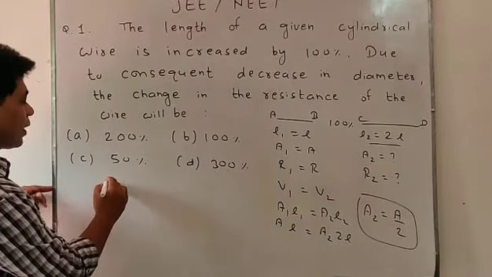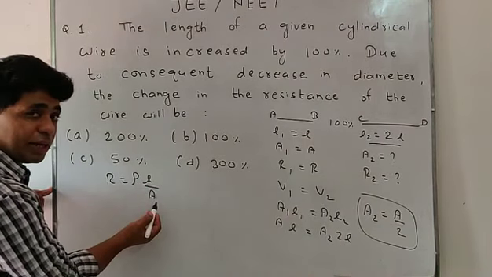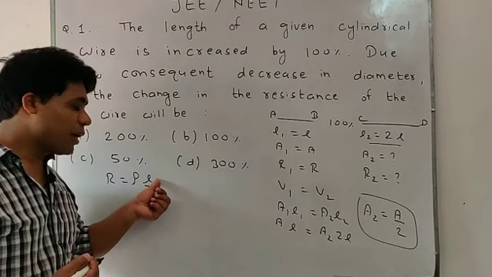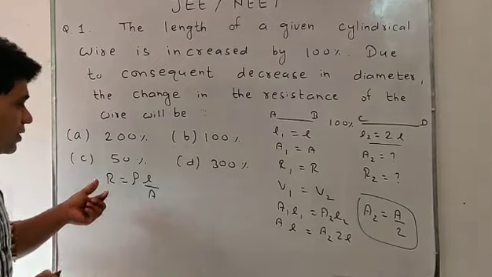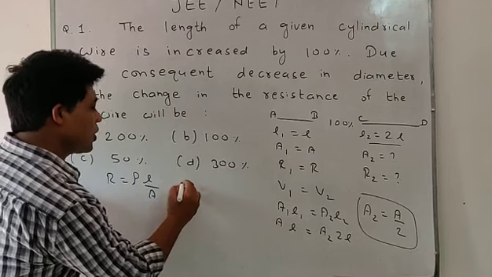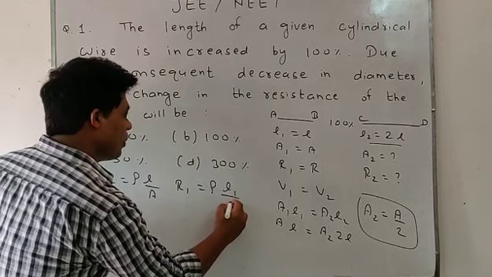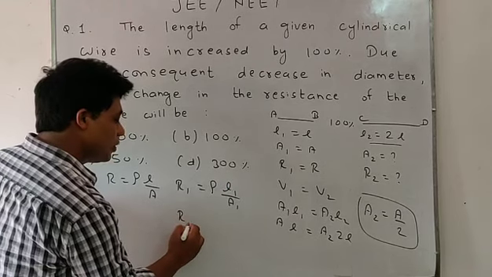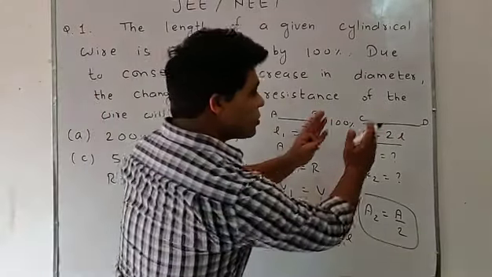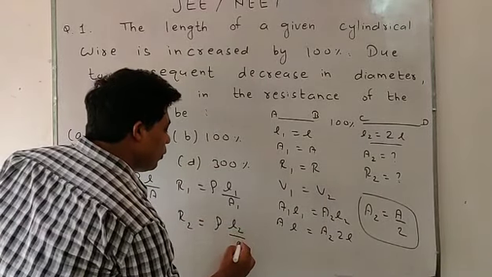Now, students, we'll apply the formula R equals rho L upon A. That is the relation between resistance and length and area of cross section. You know, rho is called resistivity or specific resistance, L is the length of the wire, A is the area of cross section, R is resistance. That is the dependence of resistance on length and area of cross section. So for the first condition, R1 equals rho L1 by A1, and I'm going to make another equation for the second condition, when we make its length twice: R2 equals rho L2 by A2.